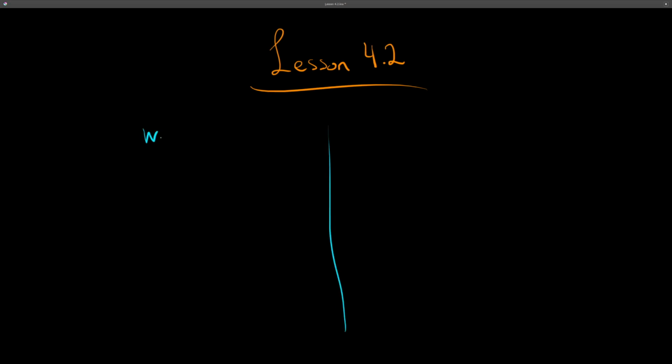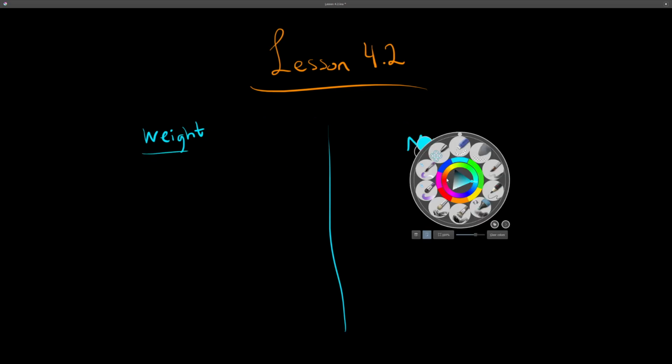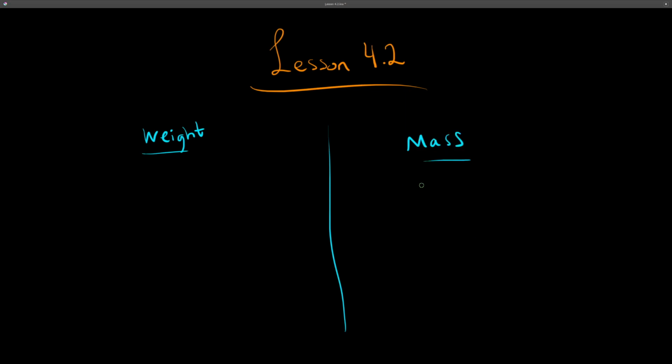So you have weight on this side, and you have mass on this side, and the difference between them. Mass is how much matter is inside of a certain object, and it's measured in kg. The mass of an object doesn't change due to forces. Weight, on the other hand, is your mass multiplied by the gravitational acceleration. This is equal to your weight, and your weight can change depending on the amount of forces acting on it.